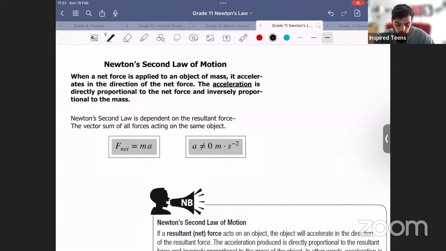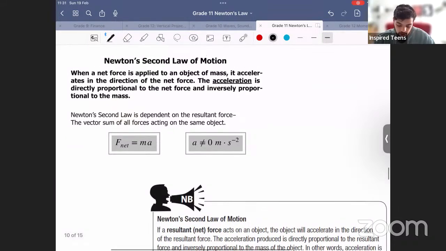Newton's second law: when a net force is applied on an object of mass, it accelerates in the direction of the net force. The acceleration is directly proportional to the net force and inversely proportional to the mass. So if the net force is applied to the right, the object will accelerate to the right.